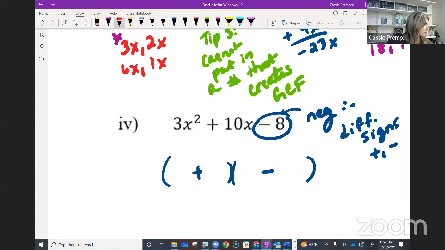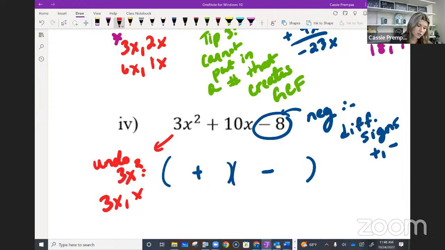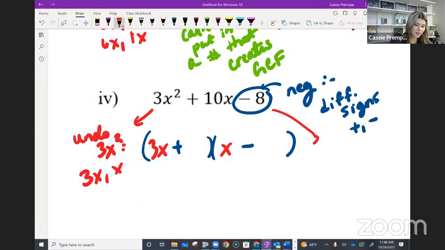Okay, did you say plus minus? Everyone get plus minus? Jace, you get that one? Plus minus? Awesome. Okay, if we undo 3x squared, that's the only possibility here. So I'm going to put a 3x and an x. Then which one do we undo? Undo the last term. So we're going to undo 8.